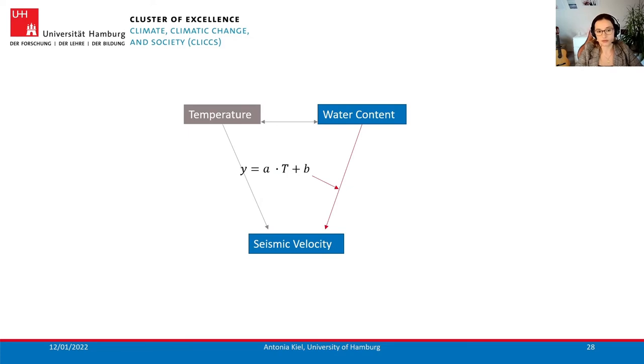So we now talked about the relation between water content and seismic velocity while eliminating the temperature effects, but now I just want to take a step back without using this low quality regression and just have a look at our raw data, basically, of the water content and seismic velocity changes.